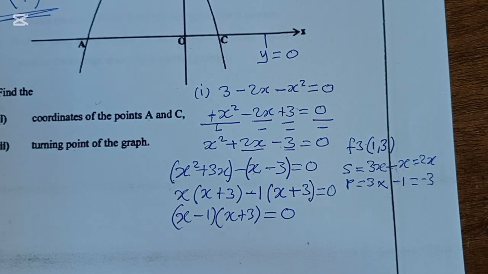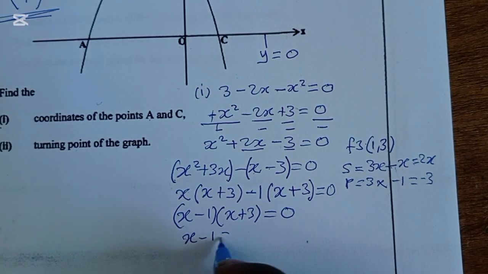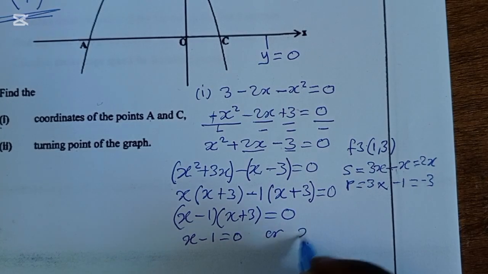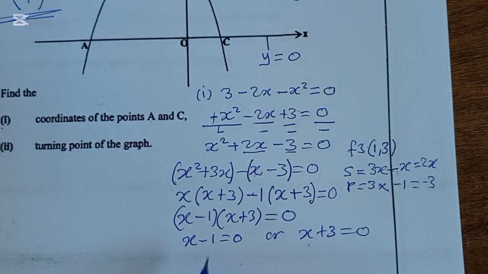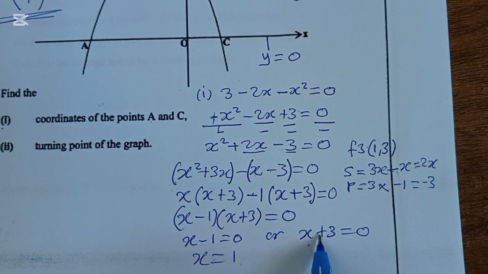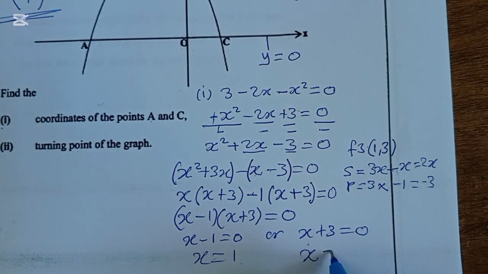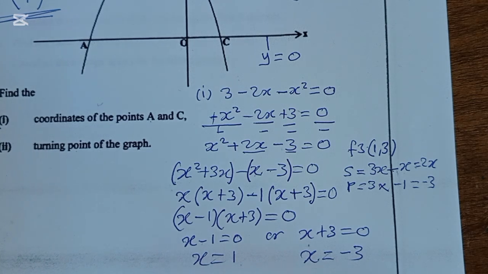So this is the zero product. So I'm going to make two equations. Equation 1 is x minus 1 is equal to 0, or x plus 3 is equal to 0. So this is negative 1. When it goes this side, it will be positive 1. This is positive 3. When it goes this side, it will be negative 3. So that simply means that x is 1, x is negative 3.